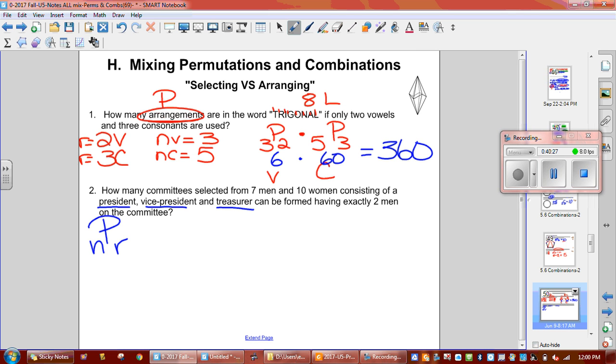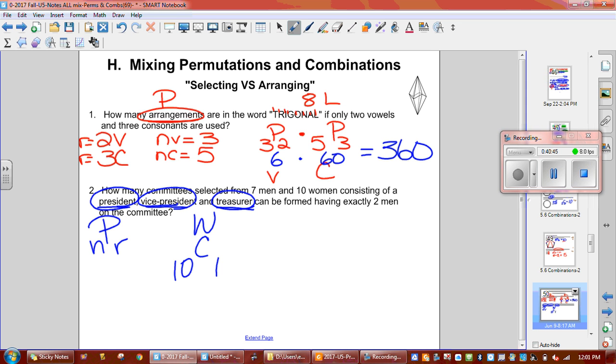Now, how do I know I need 3 people? Because they named 3 people. So president, vice president, and treasurer. The men, I have 7, and I must choose 3 of them. Sorry, I'm using choose, and it should be a pick. So these are permutations, these are picking, not choosing.